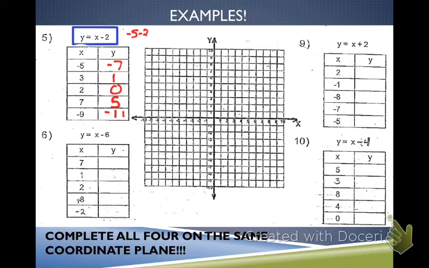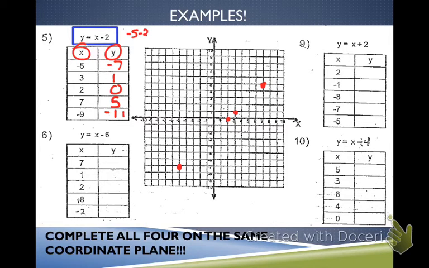So negative 5 is our x value, and negative 7 is our y value. So we find negative 5, and then we go to negative 7 on our graph. So negative 5, negative 7, and we put our first dot there. We also have 3 and 1, so our second dot goes here. We have 2 and 0, which happens to be here. And then we have 7 and 5, which is all the way up here on the right.